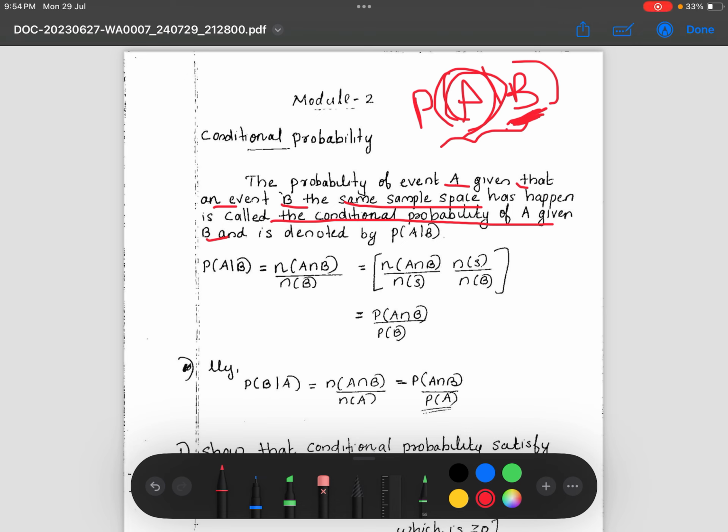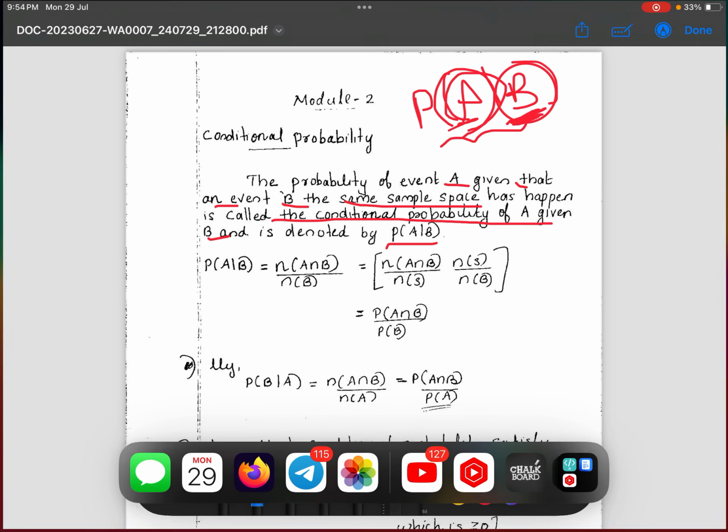Here, given that an event B has happened, then the probability of event A is called the conditional probability of A given B. The probability of event A given that an event B in the same sample space has happened is called conditional probability of A given B, and is denoted by probability of A given B.